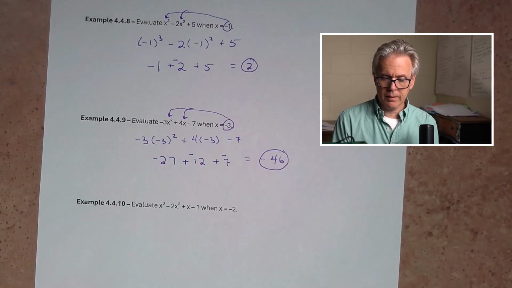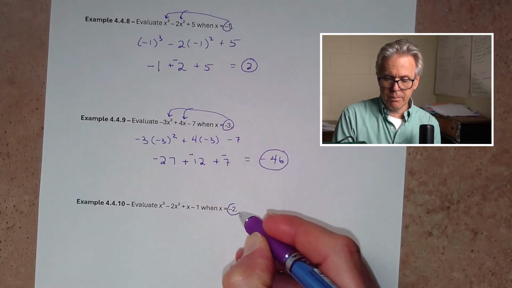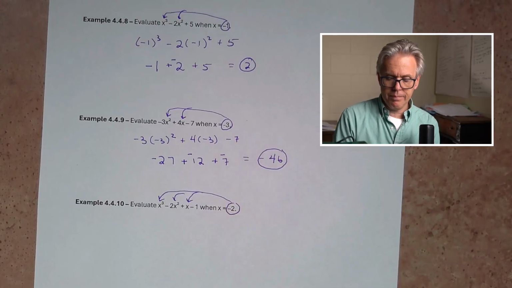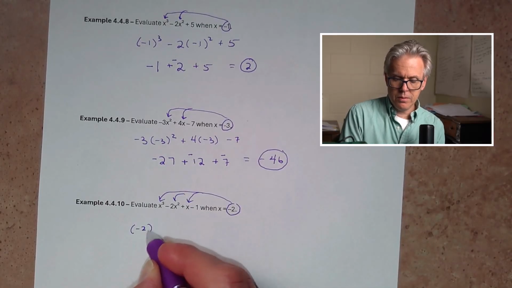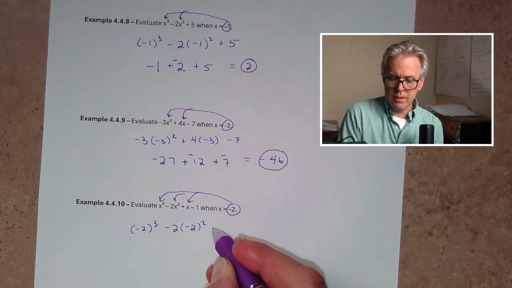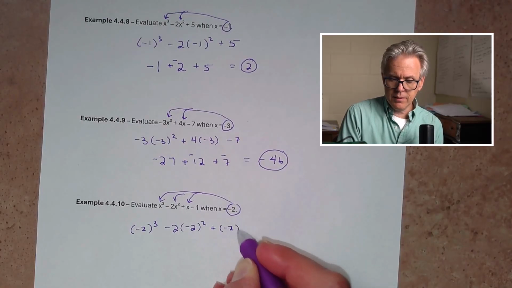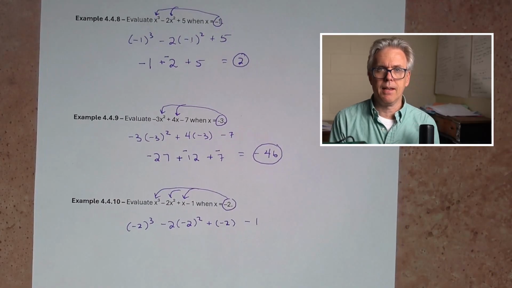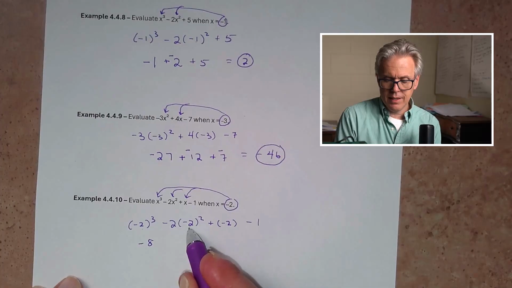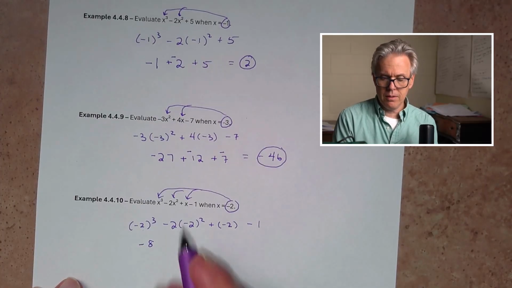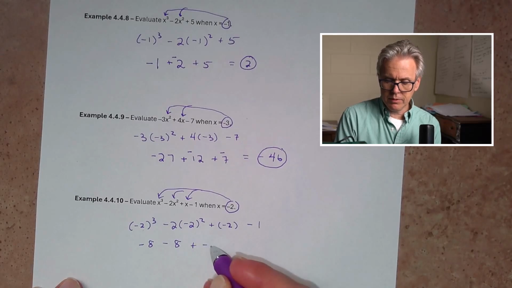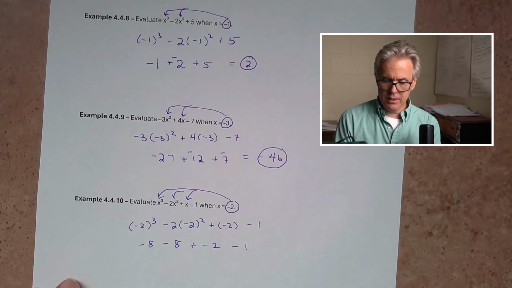Okay, one more. I'm going to take this -2. I'm going to plug it in for x. We'll have -2 cubed minus 2 times -2 squared plus -2 minus 1. Again, you've got to be careful with the signs. -2 cubed is -8. -2 squared, positive 4 times -2 is a -8. And I'm just going to say plus -2 minus 1.